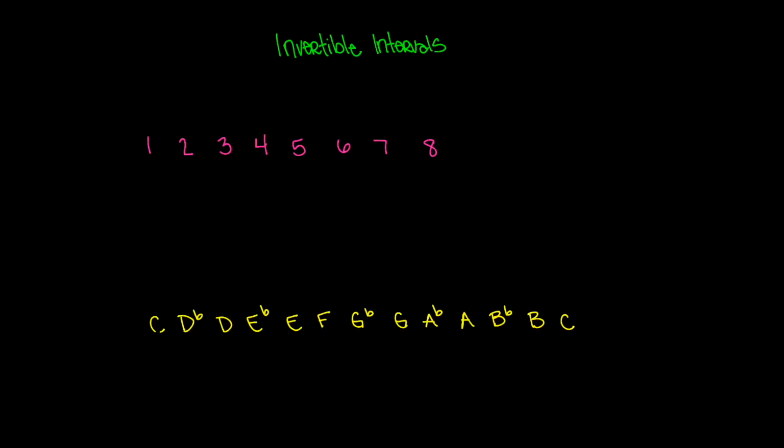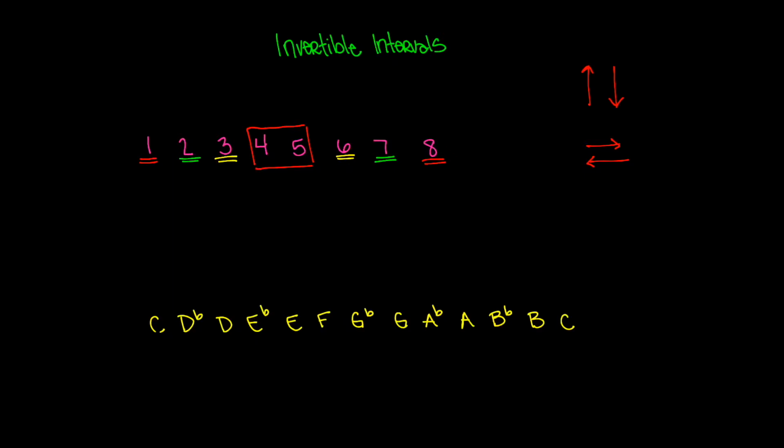So invertible intervals are the idea that we can take an interval and invert it. We can flip it around, so think about something that was pointing up, and to invert it would mean it's now pointing down, or if it was pointing this direction, it's now pointing this way. If I apply this idea to my intervals, we're basically saying that ones are going to be the same thing as eights. Likewise, twos will be the same as sevens, threes will be the same as sixes, and fours and fives are also the same. So kind of a neat thing to think about.